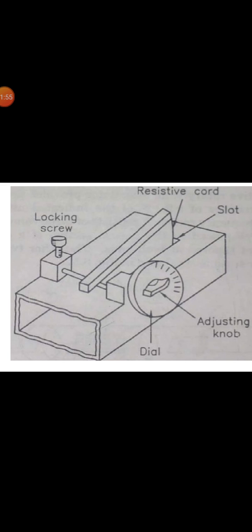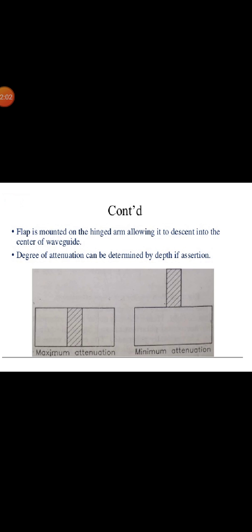This diagram shows the variable attenuator. By adjusting the knob, we can control the position of the resistive card inside the waveguide. The flap is mounted on a hinged arm, allowing it to descend into the center of the waveguide. The degree of attenuation can be determined by the depth of insertion.